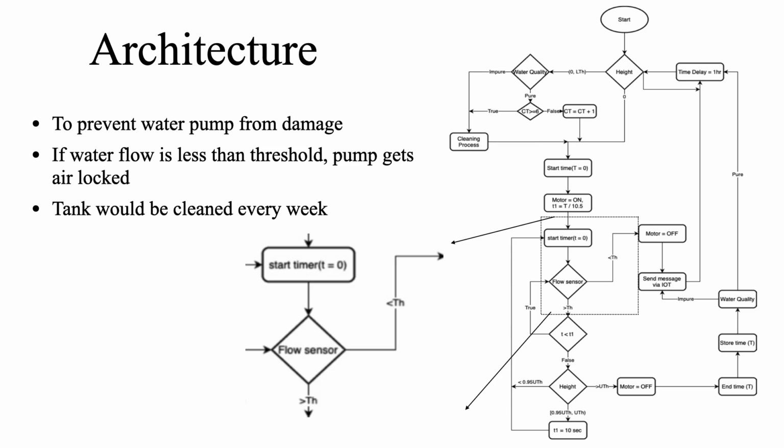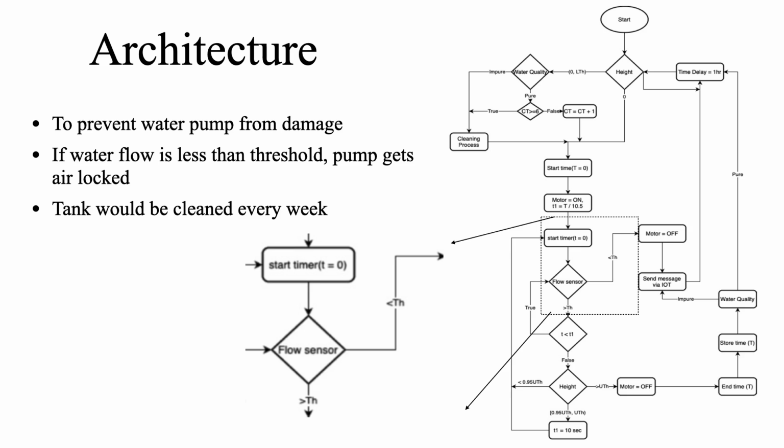This is the overall architecture of the working of the system, as you can see in the right half of the slide. Initially the system starts and checks if the water is below the lower threshold of the tank. If so, it will check the water quality. If the water quality is pure, then it will check the number of times the water tank was cleaned, which is indicated via the variable CT. But if the water quality is impure, it indicates that the tank is impure, so the system will start the cleaning process.